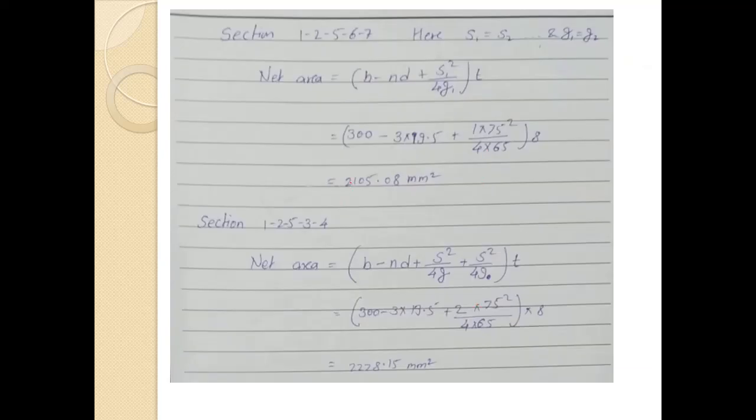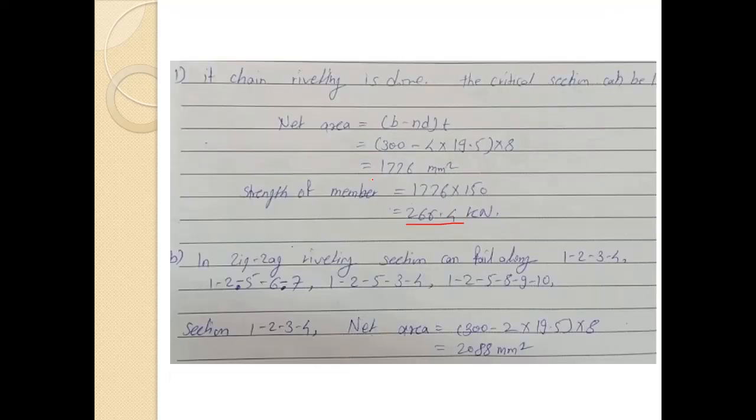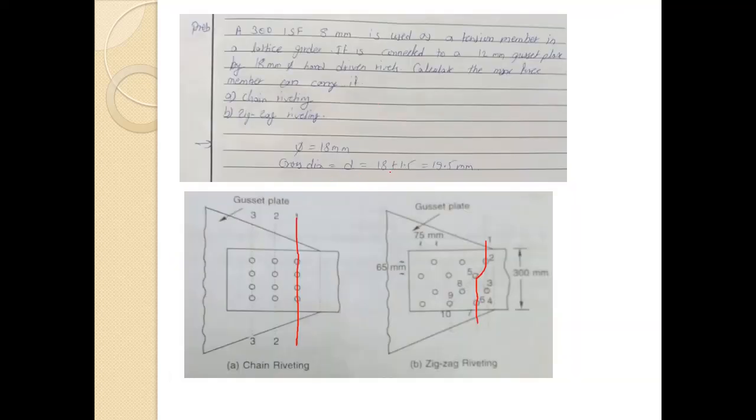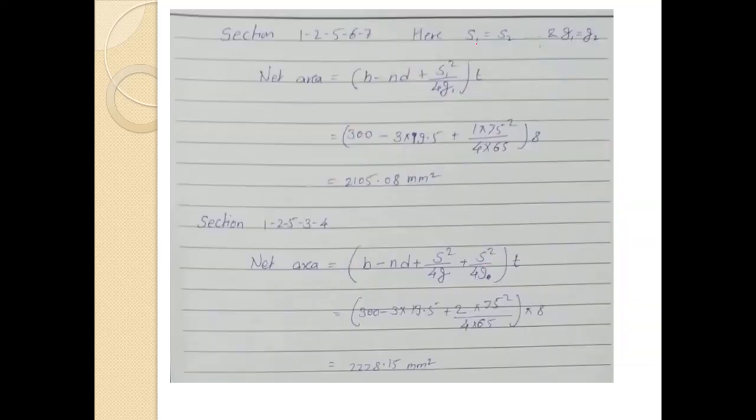So 3 into 19.5 plus, only we are having the one diagonal section. That's why here only we are having this one diagonal section. That's why we are adding the ... into T. So 300 minus 3 into 19.5 plus 1, that is one diagonal section, into 75 square divided by 4 into 65 into 8. So you are getting 2105.08 mm square. So this is all about the section 1, 2, 5, 6, 7.